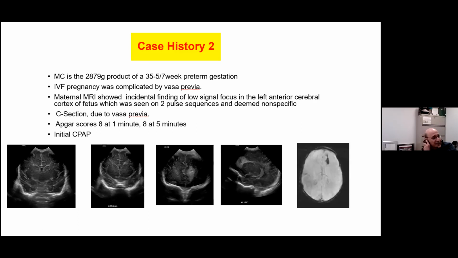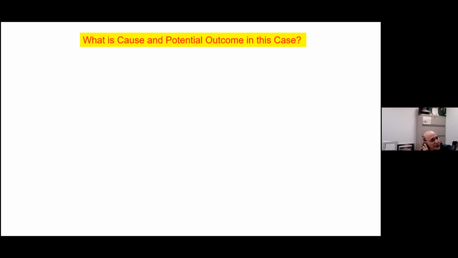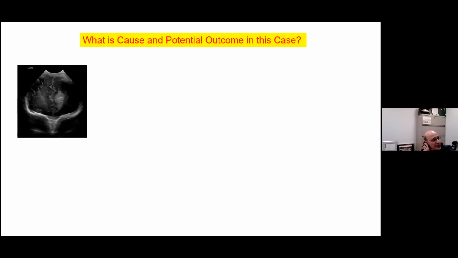And this is an SWI MRI image, which looks for blood. And you can see that you've got blood in this area over there, likely reflecting some changes to the venous system. Now, this is very anterior, and the question was, what is the cause and potential outcome in this case?